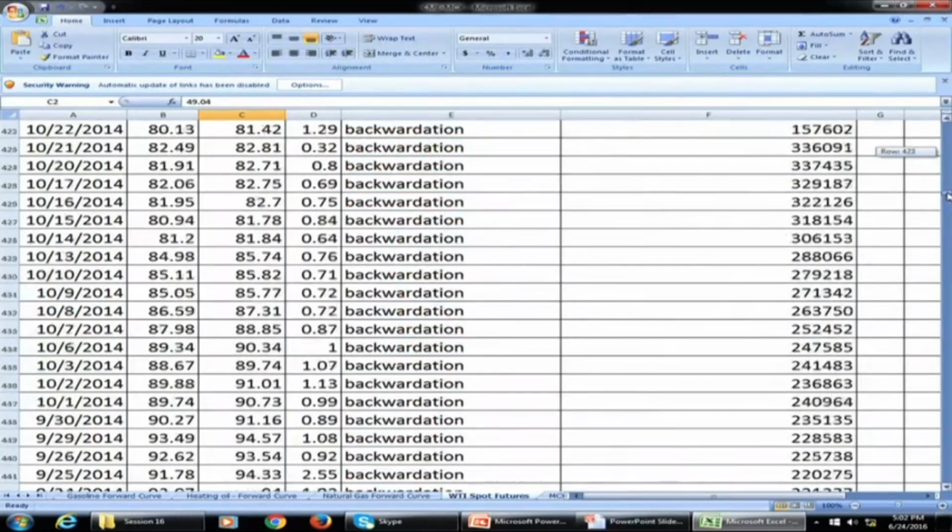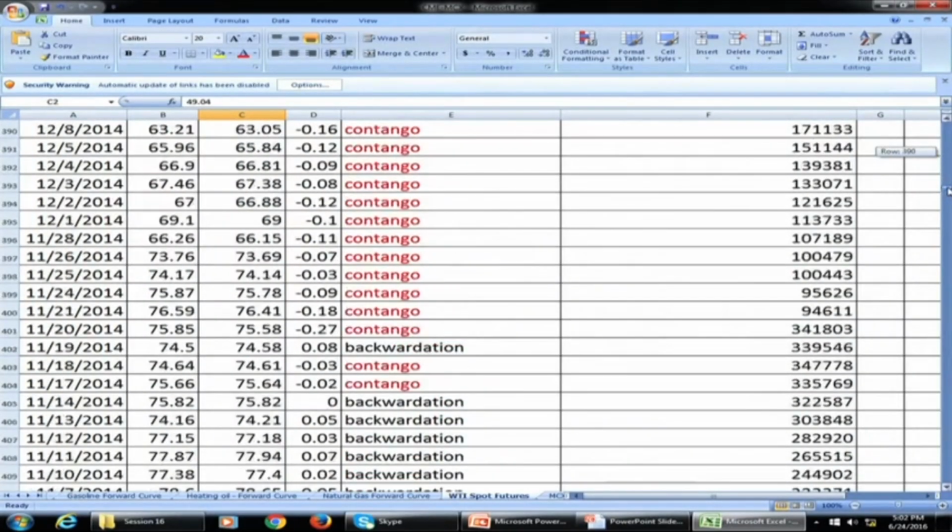It shifted, or rather the other way around, from a backwardation market around November 2014, it shifted to a contango market subsequently. So from 20th November 2014 onwards, the WTI crude oil futures market is exhibiting contango.